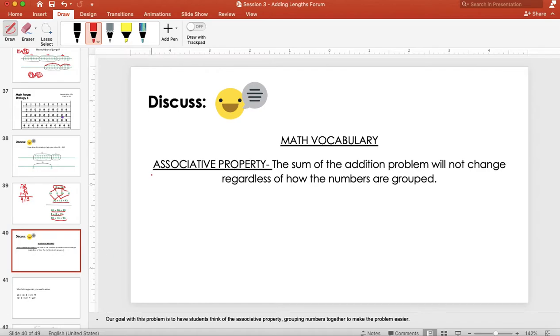And now we are going to add the associative property, which means the sum of the addition problem will not change regardless of how the numbers are grouped. So this is going to help us when we are adding multiple numbers together, which we are going to practice right after this. So go ahead and write this nice and neat in your vocabulary section in your math notebook. If you need more time, pause the video. If you are ready, then we are going to move on.